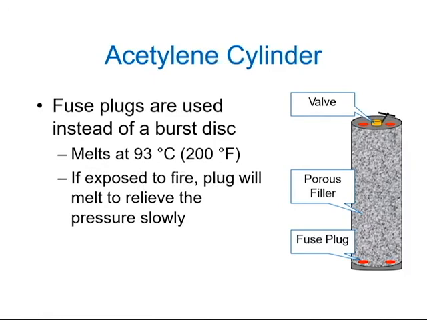Safety feature on the acetylene cylinders. Acetylene cylinders have what are called fuse plugs, and they do not have burst discs. The fuse plugs are more for fire hazard. They melt at 93 degrees Celsius or 200 degrees Fahrenheit. If it's exposed to fire, the plug will melt and slowly let the gas out instead of all at once.